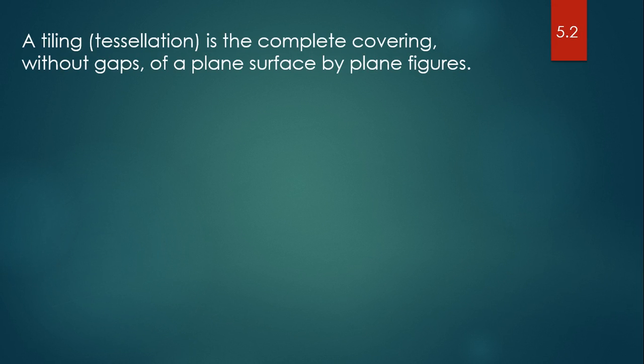We're going to talk about tilings, which are also called tessellations. If you think about the tile that might be on a floor, it will help you understand this definition. A tiling is a complete covering, without any gaps, of a plane surface by plane figures. So we usually think of a plane surface as being flat. This basically is saying if we can cover something that's flat with flat shapes and we don't have any gaps in between those shapes, we have something that we call a tiling.